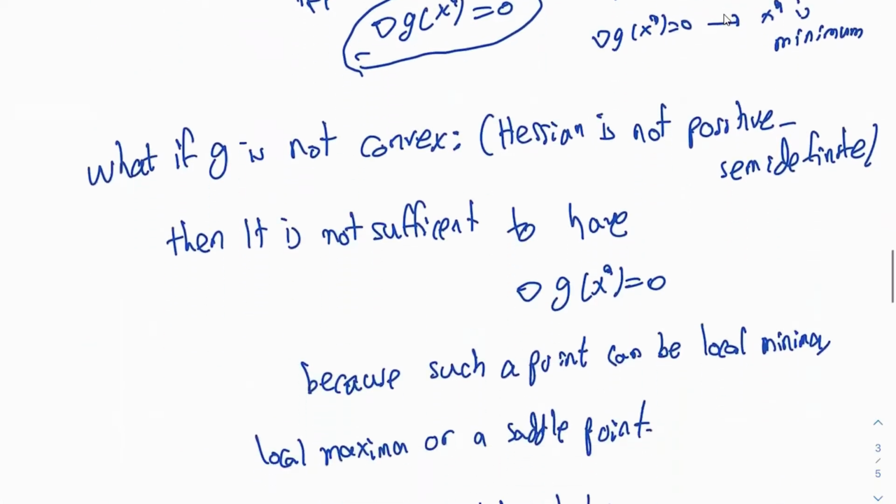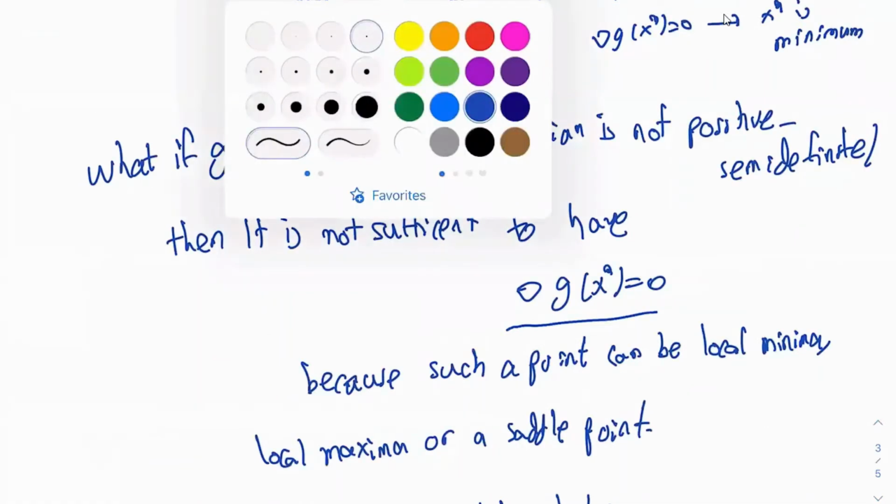Now, what if g is not convex? That means the Hessian is not positive semi-definite everywhere, right? Then it's not sufficient, as I wrote here, to have the gradient of g at x star be 0. This is not sufficient. Why? Because the point can be a local minimum, a saddle point, or a local maximum as well, right? So, for example, if you consider the case of 1D, right?